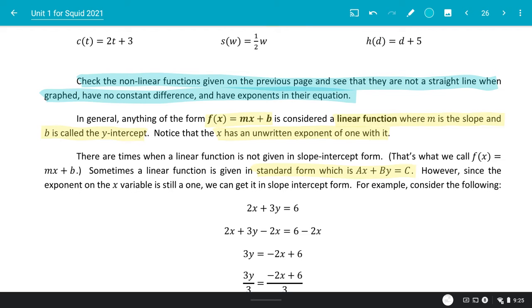In general, there's that form, f(x) equals mx plus b, right? y equals mx plus b. It's considered a linear function where m is the slope and b is called the y-intercept. Notice that x has an unwritten exponent of 1 with it. So, if I give you an equation, how are you going to determine whether that equation is linear or not?